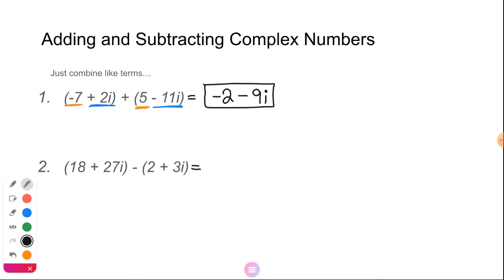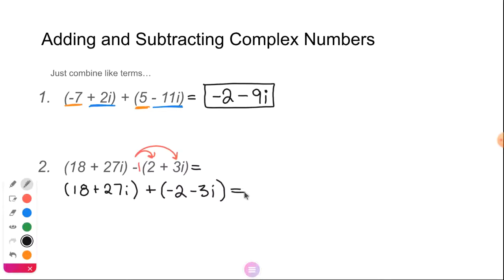Okay, the second one, same idea, except now we are subtracting. So we need to take that negative 1 and distribute it just like we did on the last problem. So this problem is now going to become 18 plus 27i plus, because we distributed the negative, negative 1 times 2 is negative 2. Negative 1 times a positive 3i is a negative 3i.